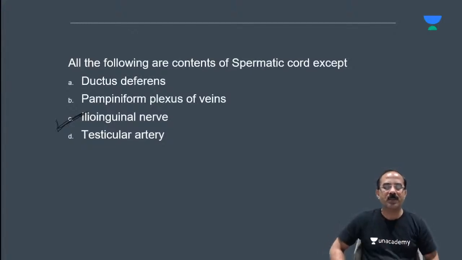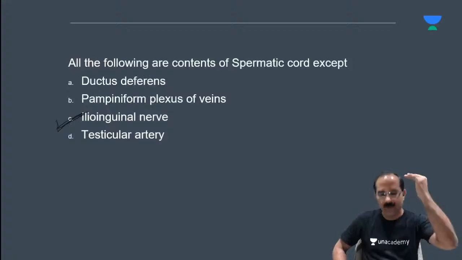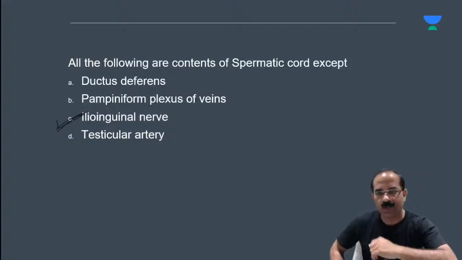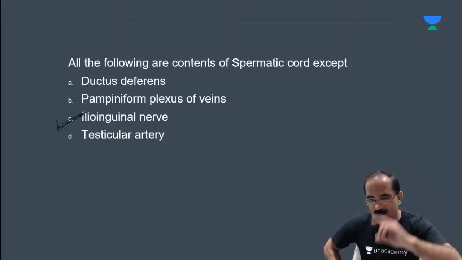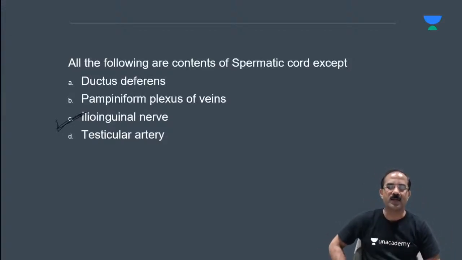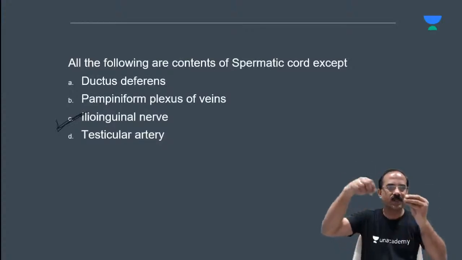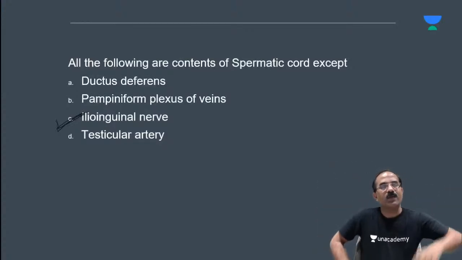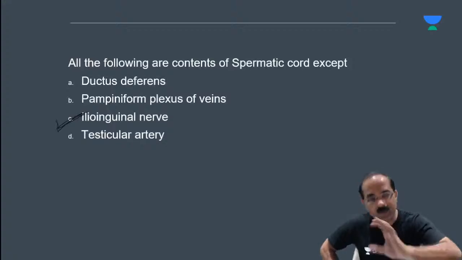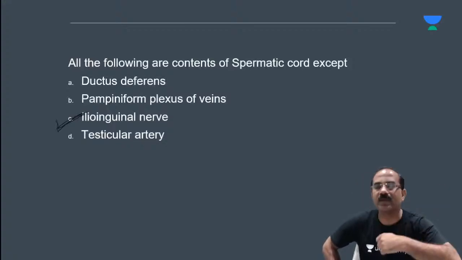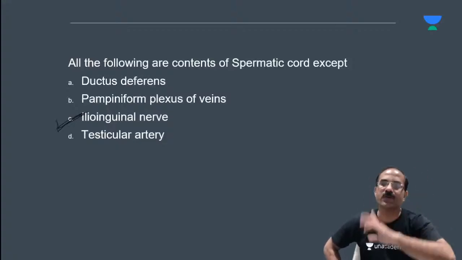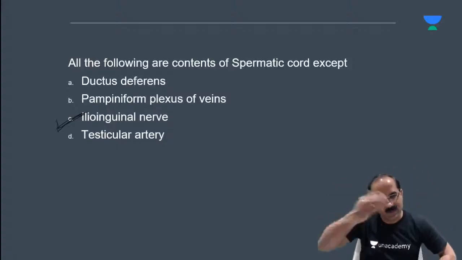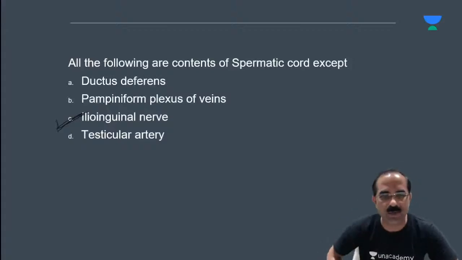Okay, so what are the contents of spermatic cord? The vas deferens, the artery to the vas, the testicular artery, the cremasteric artery, the pampiniform plexus of veins, the genital branch of genitofemoral nerve, and the lymphatics. All these things are tied together. That's the spermatic cord. Where does the spermatic cord lie? In the inguinal canal. What are the contents of the inguinal canal? Spermatic cord and ilioinguinal nerve. So ilioinguinal nerve is outside the spermatic cord, but it is inside the inguinal canal.